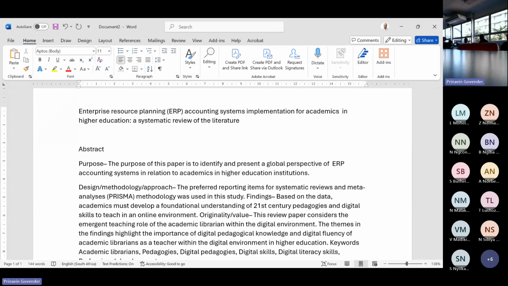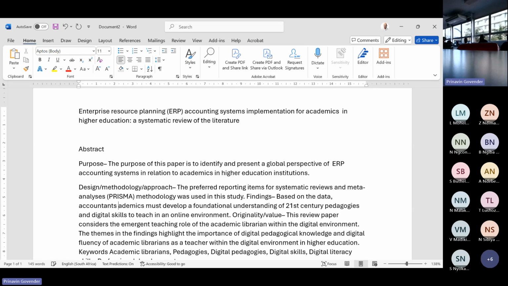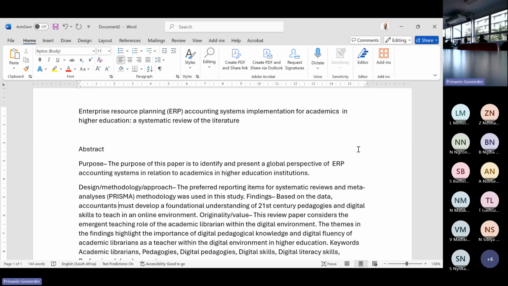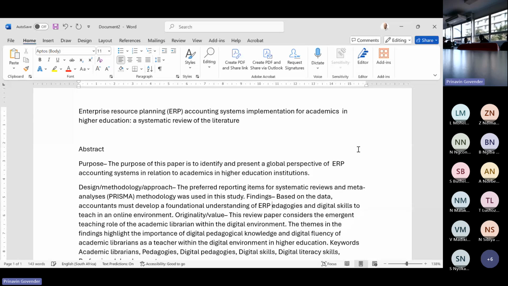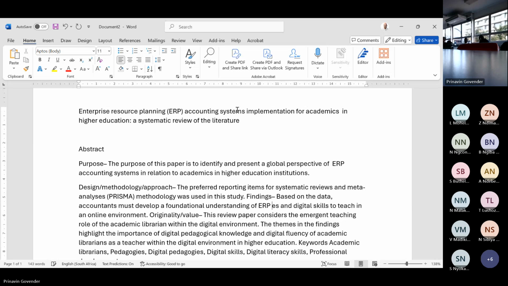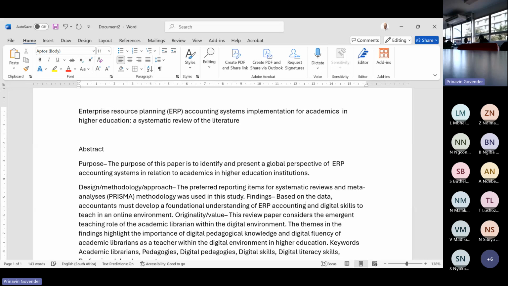Let's paraphrase or rephrase this to suit our topic, right? So we're going to say something like that. Based on the data, accountants must develop a foundational understanding of what? From our topic, of what? ERP. We're not, pedagogies means teaching abilities, right? We're not talking pedagogies. We're talking ERP accounting systems, right? So we're definitely narrowing it down now.